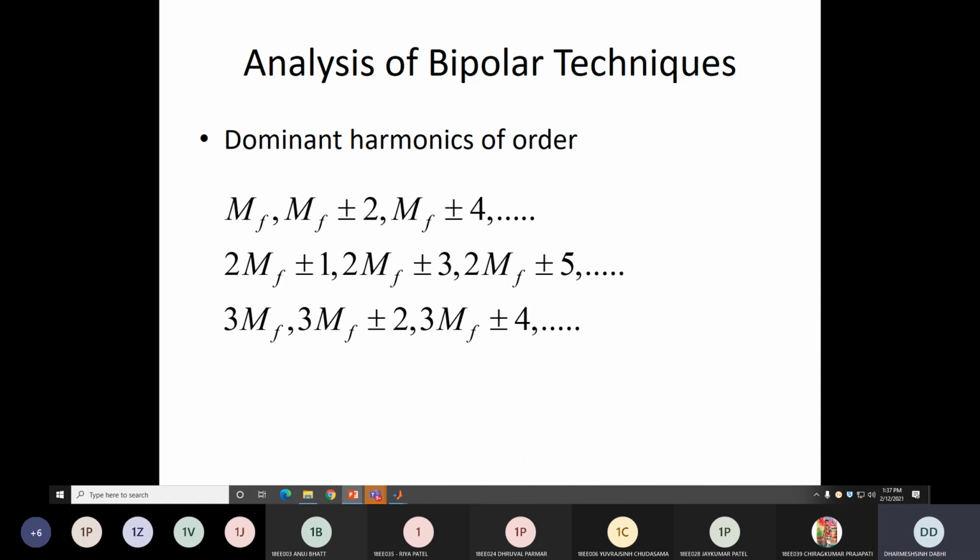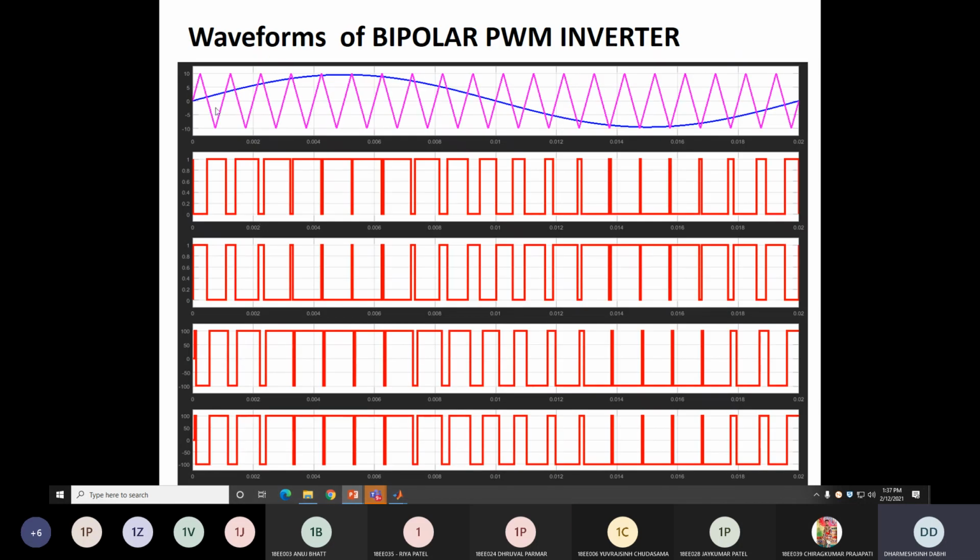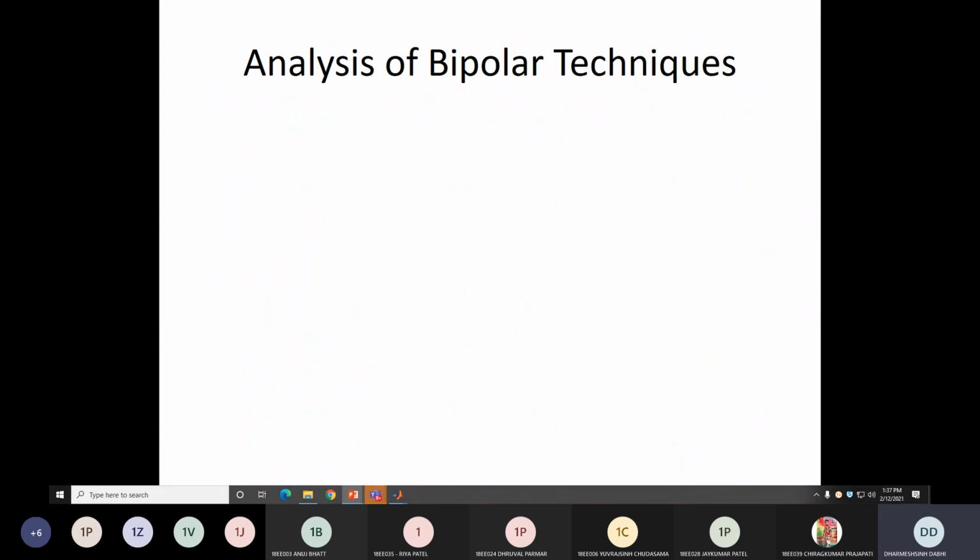So generally we change the frequency of the carrier signal only. Clear. So the frequency modulation ratio MF depends upon the frequency of the carrier signal, this triangle signal. As you increase the frequency of the carrier signal, what will happen? The frequency modulation ratio will increase, and if it is increased, the lower order harmonics decrease. So ultimately the size of the filter will decrease, because you get the dominant order harmonic at a high frequency, so you require a small filter to filter out these dominant order harmonics.